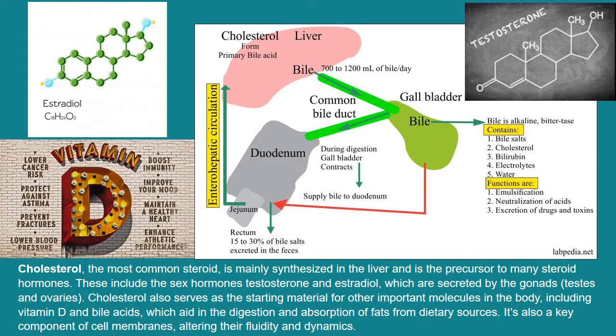Cholesterol, the most common steroid, is mainly synthesized in the liver and is the precursor to many steroid hormones. These include the sex hormones testosterone and estradiol, which are secreted by the gonads, testes, and ovaries. Cholesterol also serves as the starting material for other important molecules in the body, including vitamin D and bile acids, which aid in the digestion and absorption of fats from dietary sources. It's also a key component of cell membranes, altering their fluidity and dynamics.